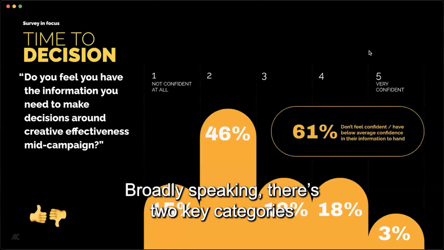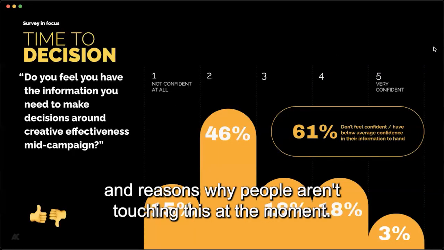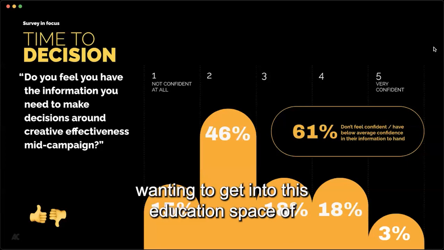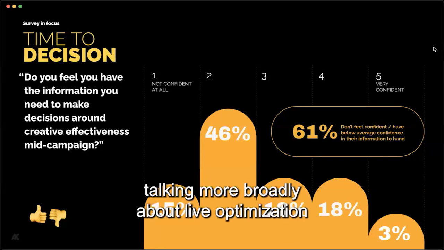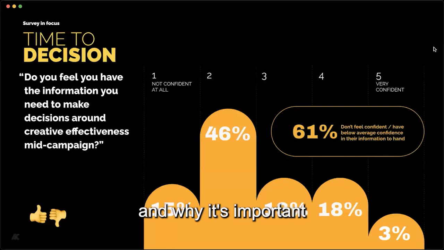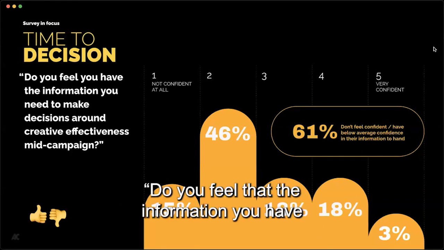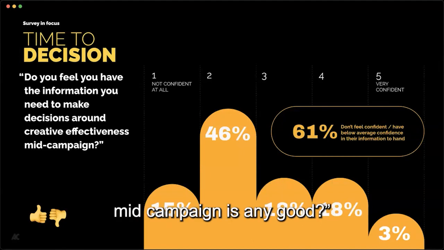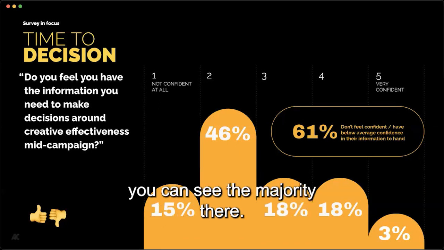Broadly speaking, there's two key categories and reasons why people aren't touching this at the moment. And that's why we started wanting to get into this education space of talking more broadly about live optimization and why it's important and the value it brings. So number one was around time to decision. So we asked the question, do you feel that the information you have to make decisions around creative effectiveness mid-campaign is any good? And really concerningly, you can see the majority there.